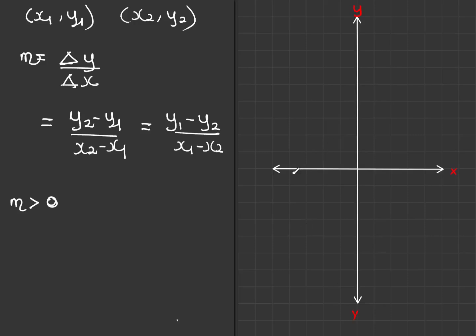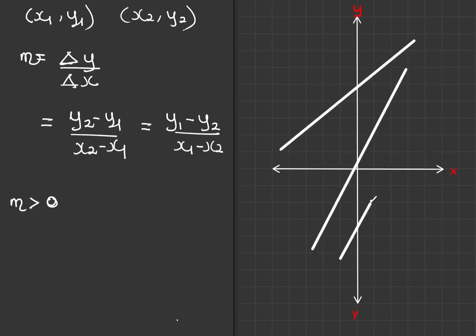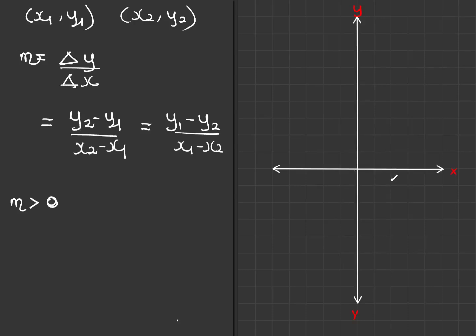So a line like this has a positive slope, because it is rising from the left hand side all the way to the right hand side. It can be anyhow, but the most important thing is it is rising from the left to the right. And then we would say the line has a positive slope.